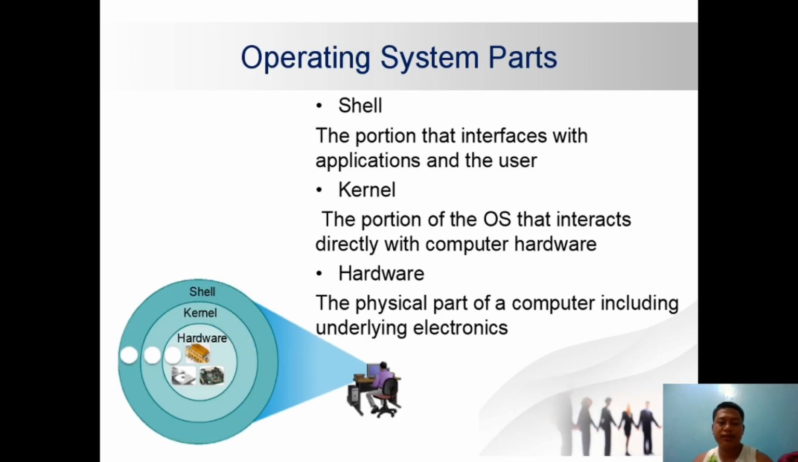Operating system parts. So we have three operating system parts: the shell, kernel, and hardware. The shell is the portion that interfaces with applications and the user. Kernel is the portion of the OS that interacts directly with computer hardware. Hardware is the physical part of the computer, including underlying electronics.